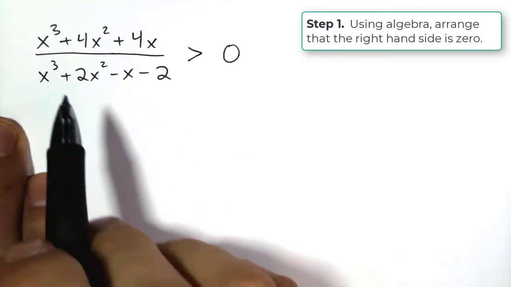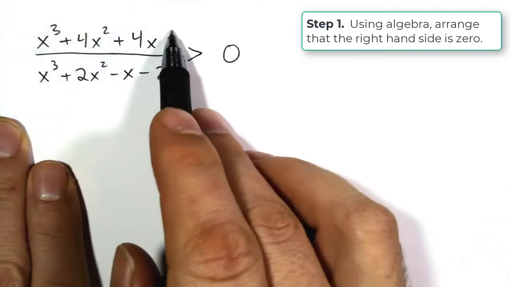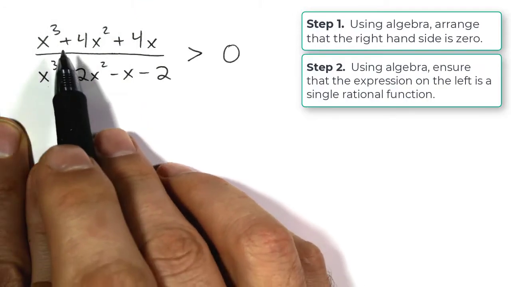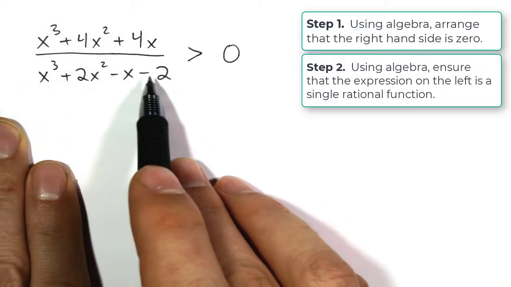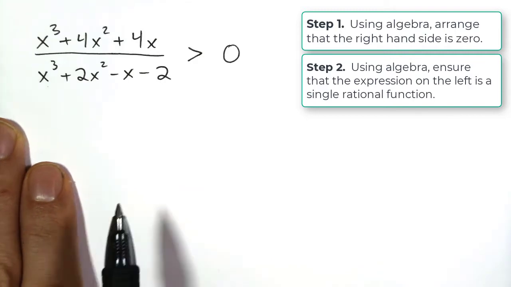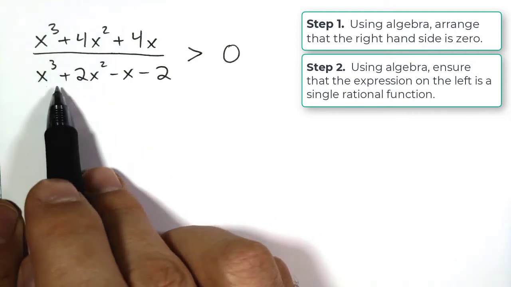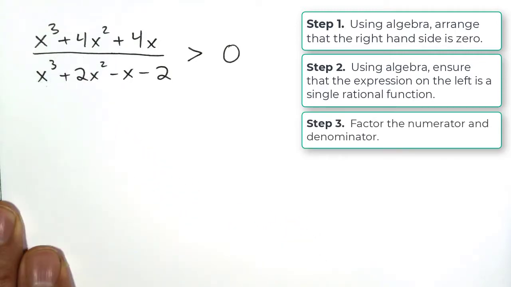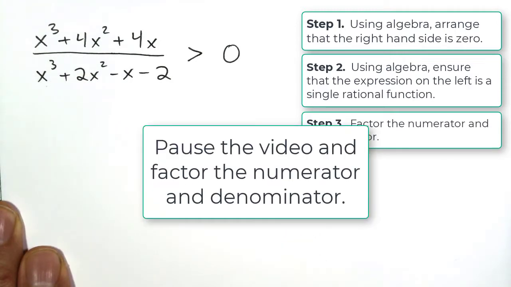Okay, so then you're going to want to make sure that the expression on the left is a rational function, a polynomial divided by a polynomial. And again, you might need to use some algebra to get it into that form. The next step you're going to want to do is you're going to want to factor the numerator and denominator. So pause the video now, take a moment, factor the numerator and denominator.